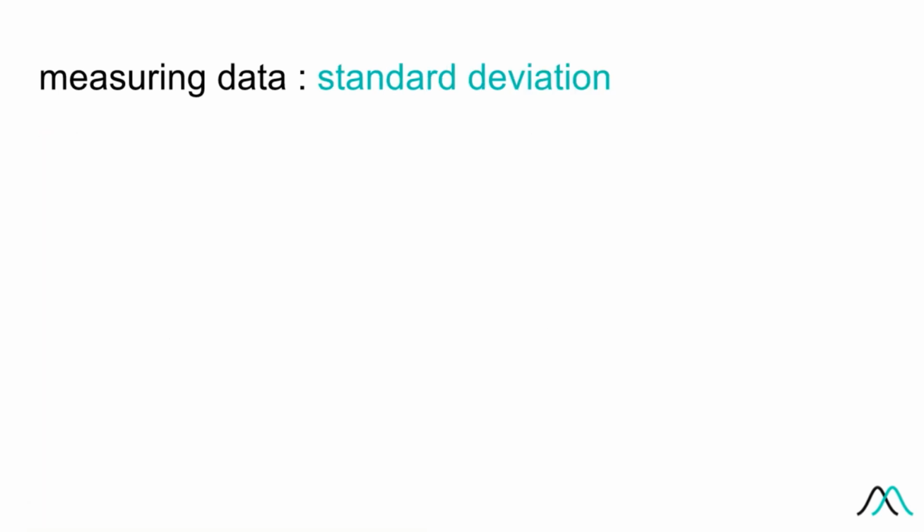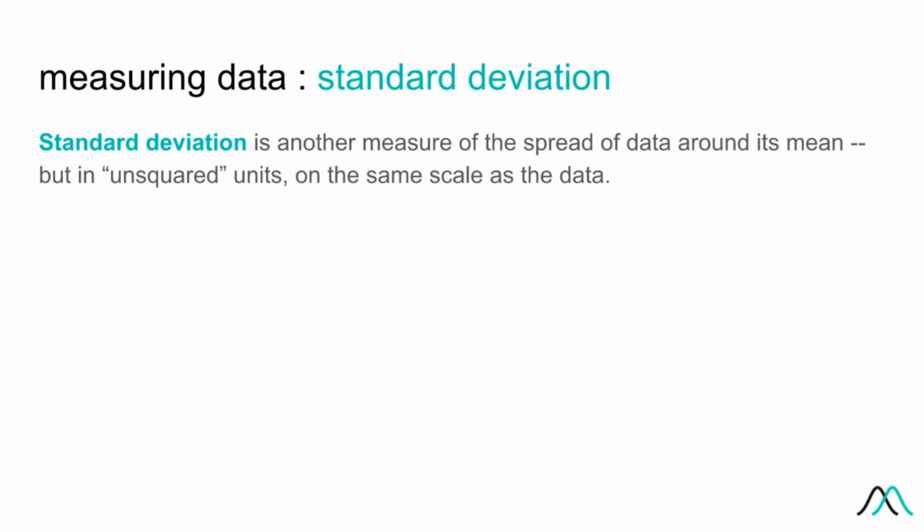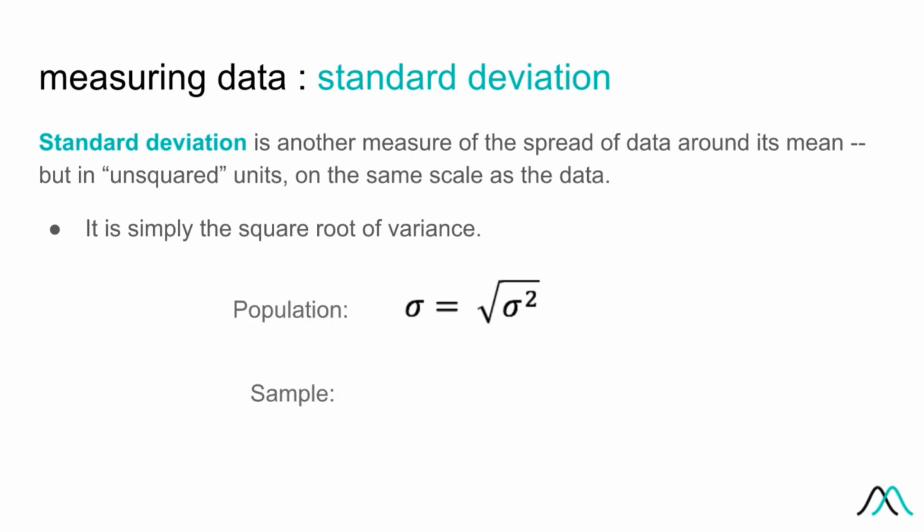You might have already heard of standard deviation, which is another measure of the spread of data around its mean, but this time in unsquared units, that is, on the same scale as the data itself. Standard deviation is simply the square root of variance. Again, keeping population and sample separate, here are the formulas. Because it's on the same scale as the data, this means that we most often use standard deviation when we want a number to summarize the spread of a data set.